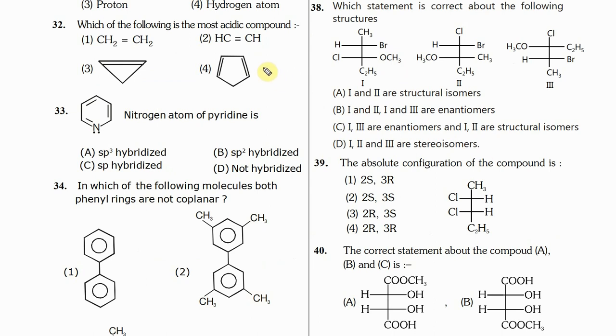Which of the following is the most acidic compound? Extremely simple. In the hydrogen portion, the aromatic, H plus has to leave. So hence it is acidic. Nitrogen is sp2 hybridized. We saw this in our class.